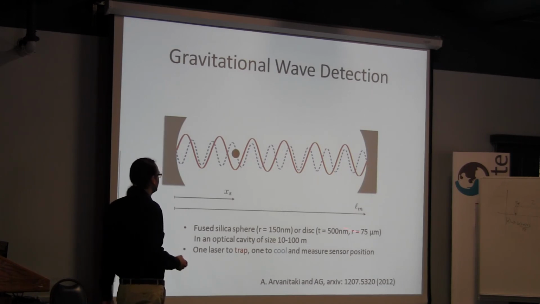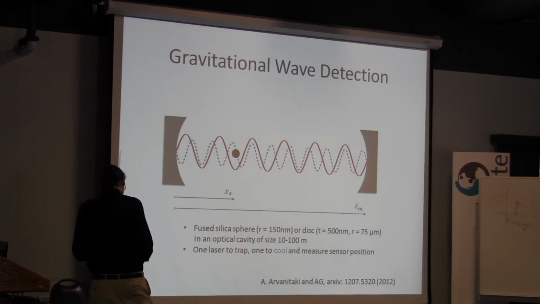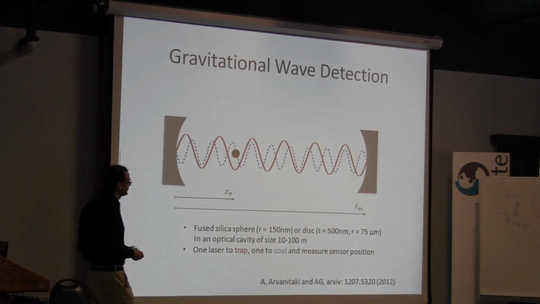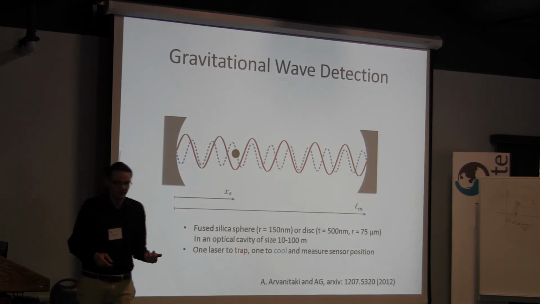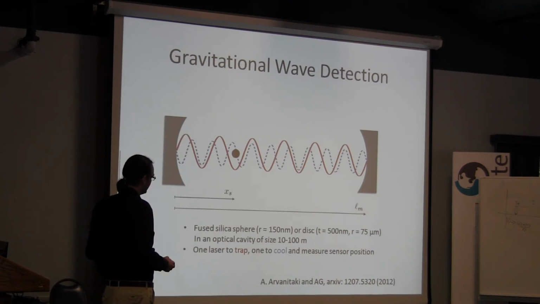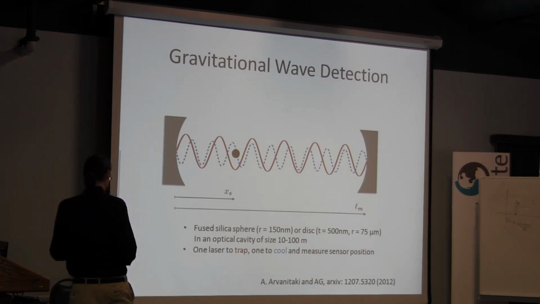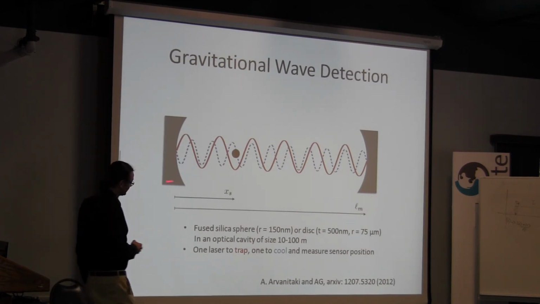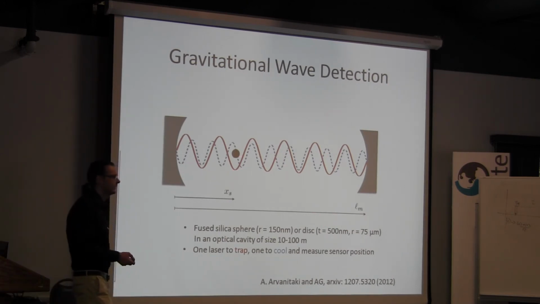Or I can also use a disk. So I mentioned last time the benefit of using a disk type geometry for having reduced scatter. And so, for example, let's consider a disk with a thickness of half a micron and a radius of 75 microns. So we think about a wavelength of 1.5 microns, so that 500 nanometers is still sub-wavelength.